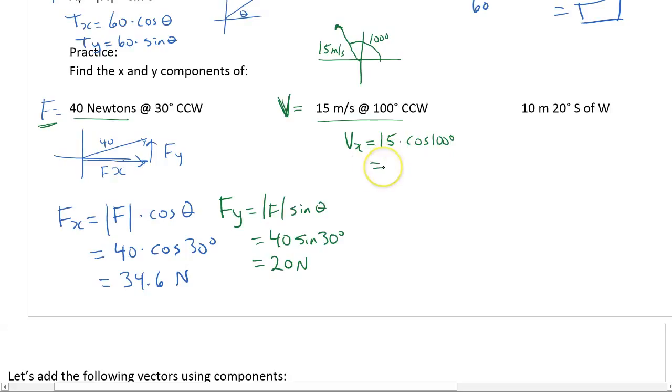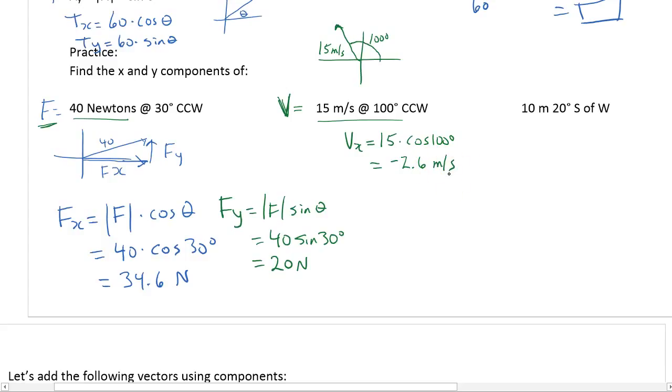Now, I would recommend you get your calculator out, multiply 15 times the cos of 100 degrees, make sure you're in degrees, and here's what's neat. What happens when you come out, it ends up being a negative 2.6. And negative 2.6, I'm going to add the meters per second in there.